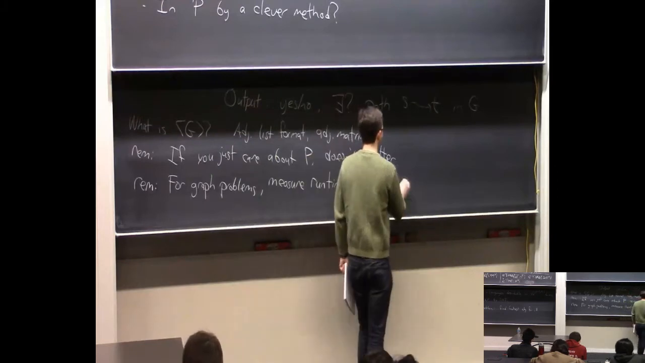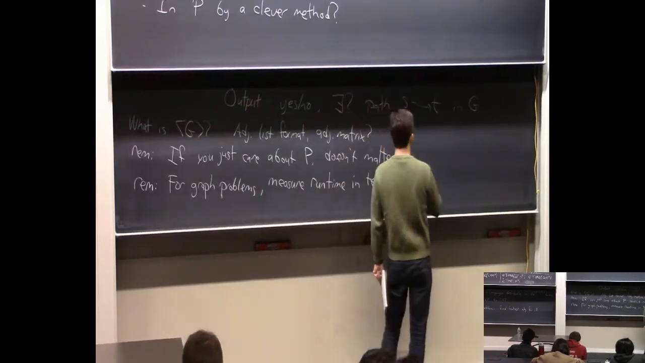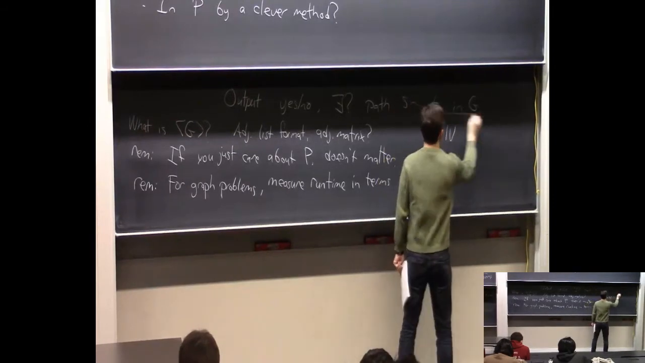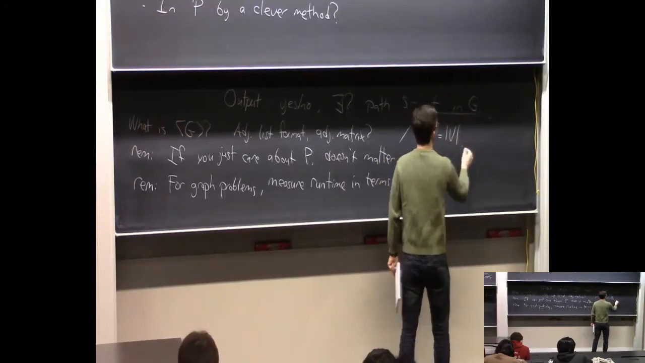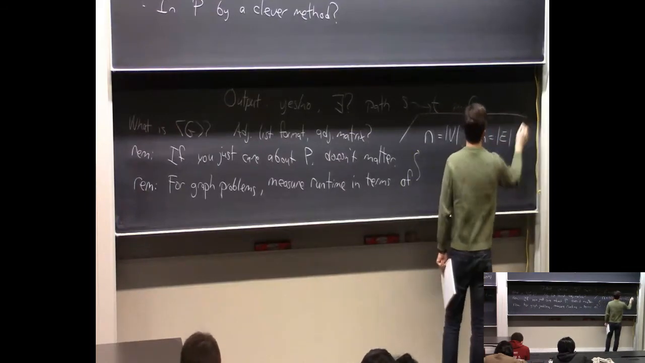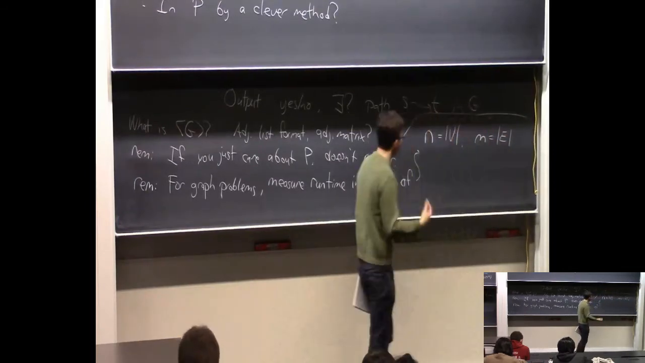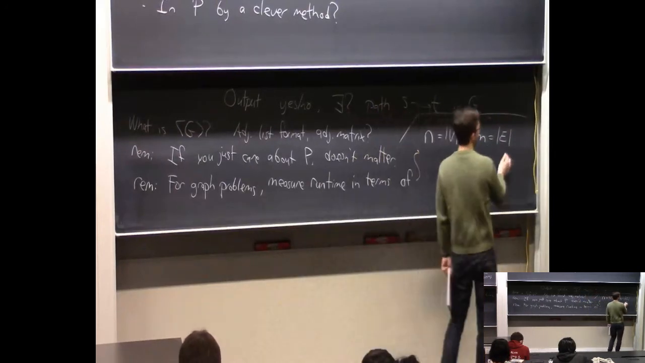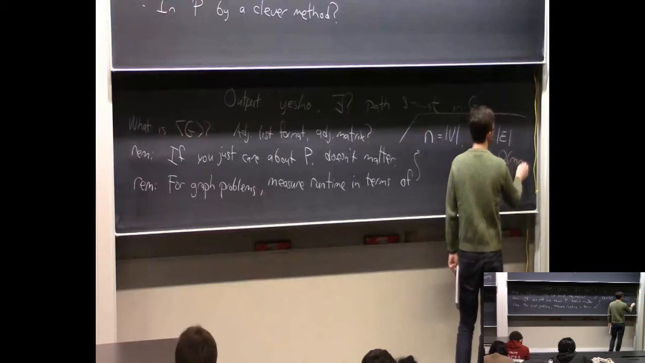Which are usually n, which is the number of vertices, and m, which is the number of edges. So you might often see something like a running time. The running time for this graph algorithm is order mn.